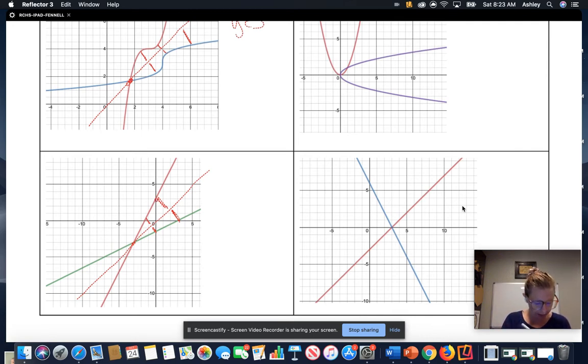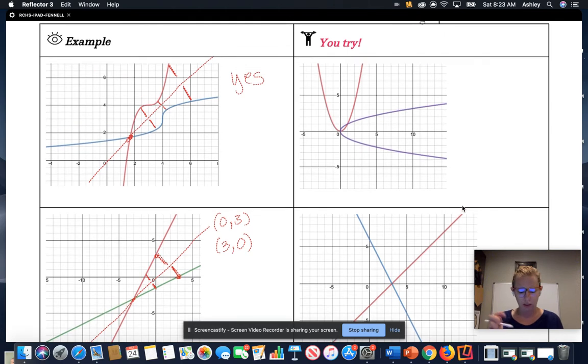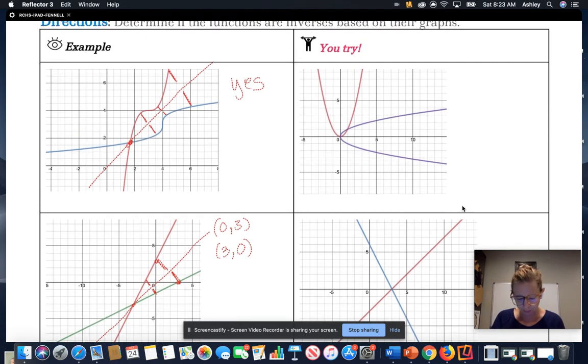So if we wanted to check, like this is the point 0, 3. So we have the point 0, 3 written in dashed lines, kind of fun. Okay, and then we have the point 3, 0. Oh, look at that. Again, the inputs and outputs are swapping. So you can absolutely check points on these. You can also check for that reflection line. So let's look at the you try example.